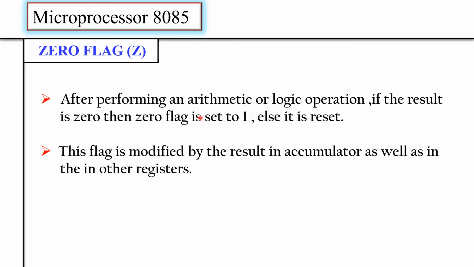Next flag is the zero flag, that is the Z flag. After performing an arithmetic or logical operation, if the result is 0, then the zero flag is set to 1, else it is reset, or it will store 0. So the zero flag is set when the result is 0, otherwise it will be 0. This flag is modified by the result in the accumulator as well as in other registers. Clear?